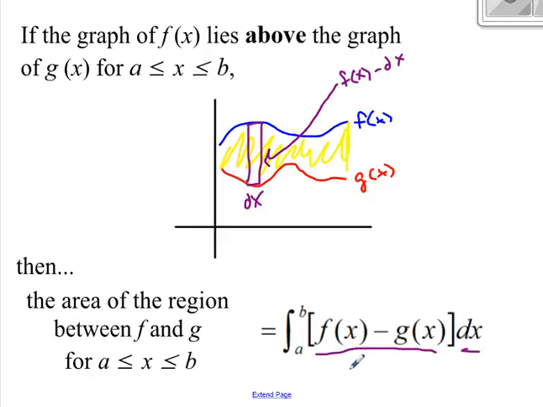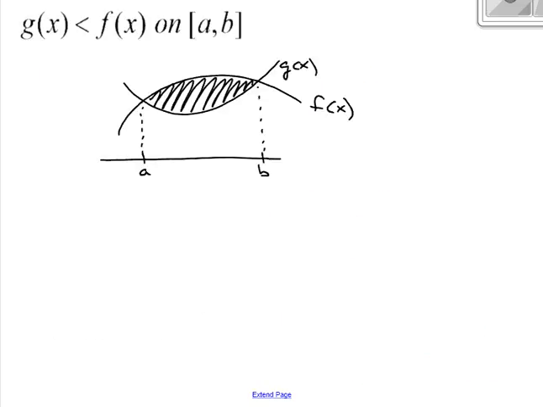This is the height of our rectangle, and this over here is the width of our rectangle. And we're adding up an infinite number of rectangles all the way from here, which we're going to call A, out to here, which we'll call B. All right, so we're going to get another visual on this.